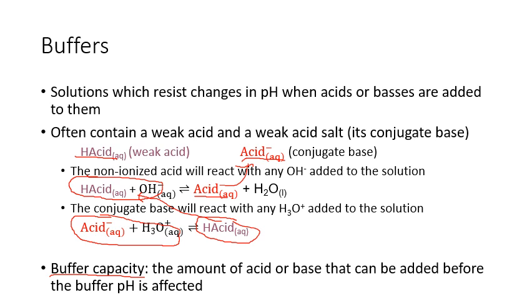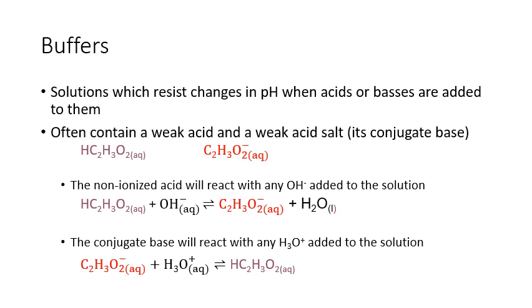And you keep the pH about the same no matter what. This is just showing an example of an actual buffer system. So this says HC2H3O2, and that's a weak acid. And then C2H3O2⁻ is the acid salt, or the conjugate base, of that weak acid.